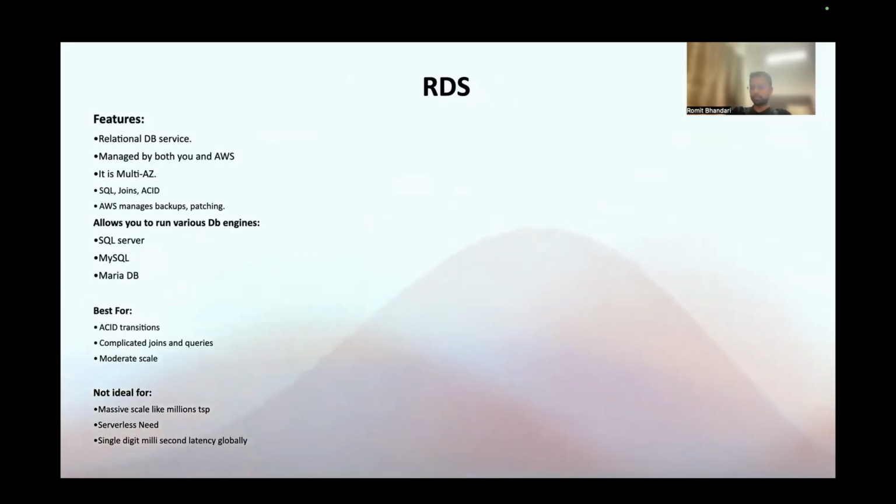Okay, RDS. Feature-wise, it's a relational DB service. It's hybrid managed by you and AWS, multi-AZ definitely. So it involves SQL joins, all the ACID properties, and AWS manages backups and patching. AWS allows you to run various DB engines with respect to RDS. So RDS could have internally SQL Server, MySQL, MariaDB, whatever.